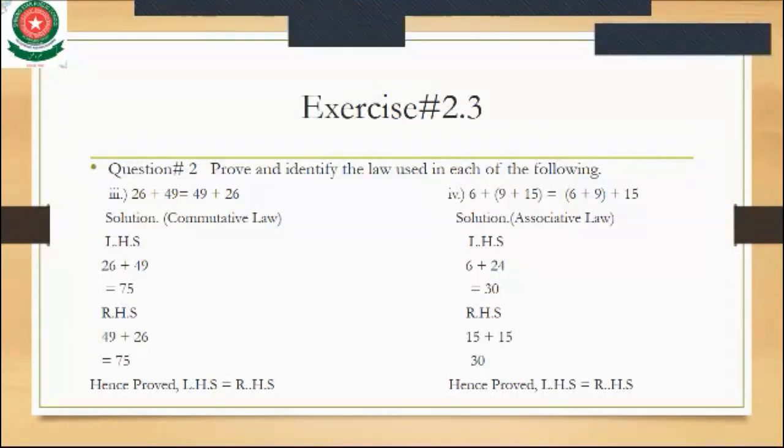So let's start. Part number 3, 26 plus 49 is equal to 49 plus 26. First of all, we identify the law: this is the commutative law. Why is this the commutative law? Because we add two numbers, 26 plus 49. That's why this is known as the commutative law.